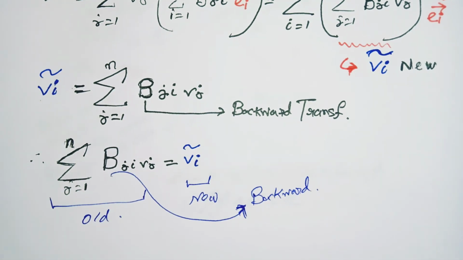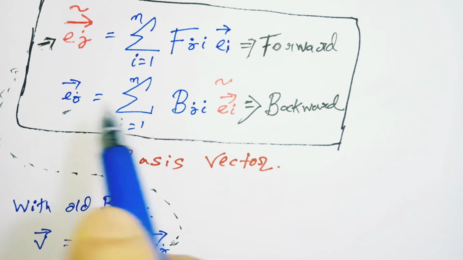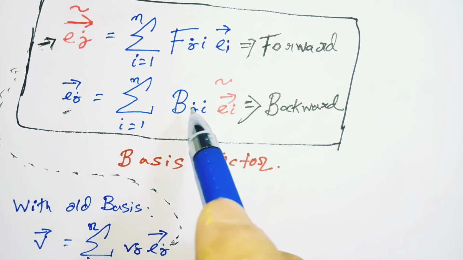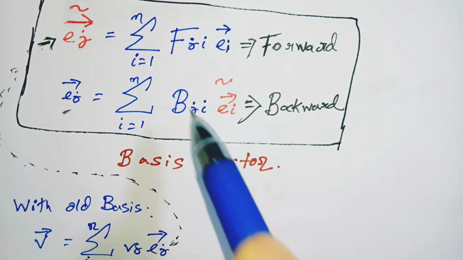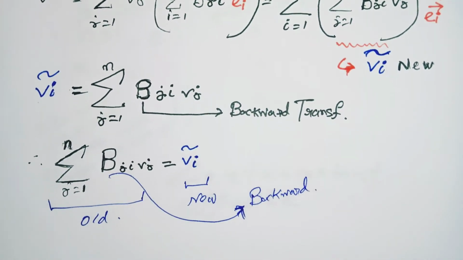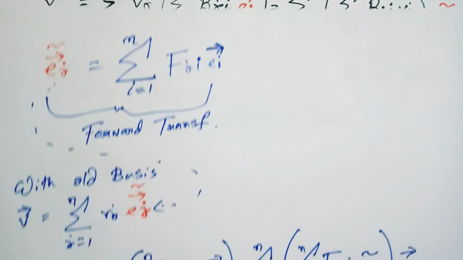But mind it, for the basis vectors, things are pretty simple, because if you are using bj, you are using the new one, the old one, you are getting the old values, that is through backward transformation. Through using b, you are getting ej. But what is happening by using b, you are getting vi tilde. So this is for the backward transformation. Let us see what happens with the forward transformation.